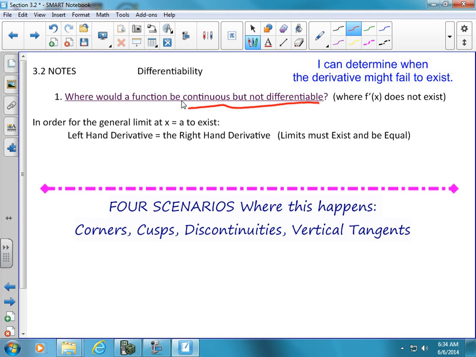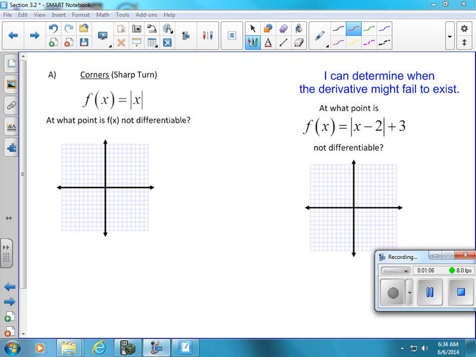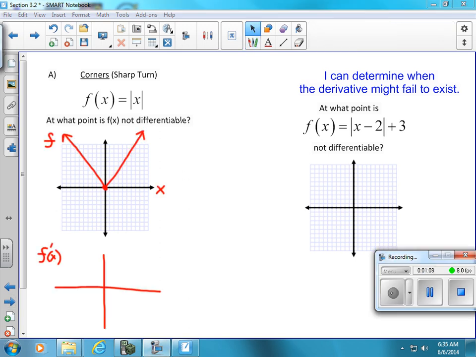All right, so there are 4 scenarios where this happens. They're called corners, cusps, discontinuities, and vertical tangents. So let's take a look at each one of these. Our first example is called a corner, a sharp turn.